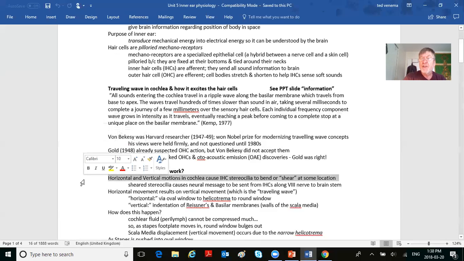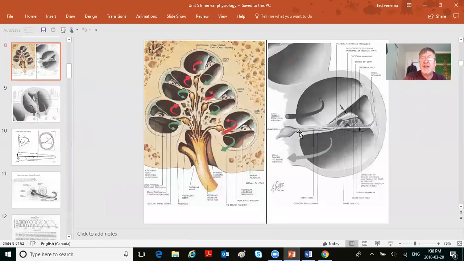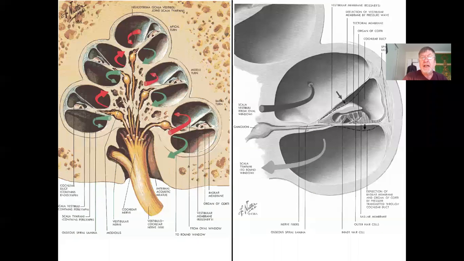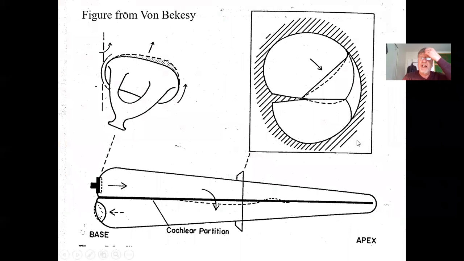Here's that horizontal and vertical motion stuff, and I'll just show you a picture because pictures speak a lot louder than words. You can see the horizontal motion going back and forth here, and the horizontal motion going back and forth here, and here's the vertical motion. And here's a side view, how does that happen?